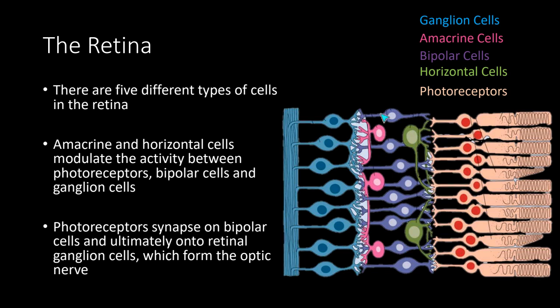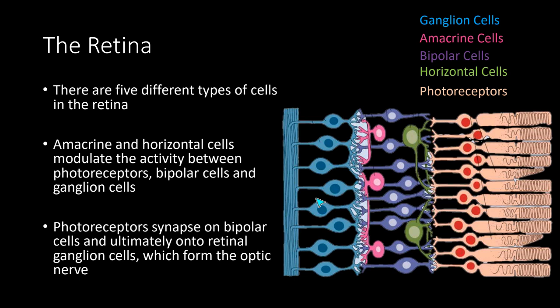So the amacrine cells do a similar thing, but they modulate the activity between the bipolar cells and the ganglion cells. So they influence the signals that are being passed from the bipolar cells to the ganglion cells. So the amacrine cells and horizontal cells play a modulatory role. Now, the photoreceptors synapse onto bipolar cells, and the bipolar cells synapse onto the ganglion cells, but we do have these other two cell types in between those connections that are influencing the activity that's passed between photoreceptors, bipolar cells, and ganglion cells.